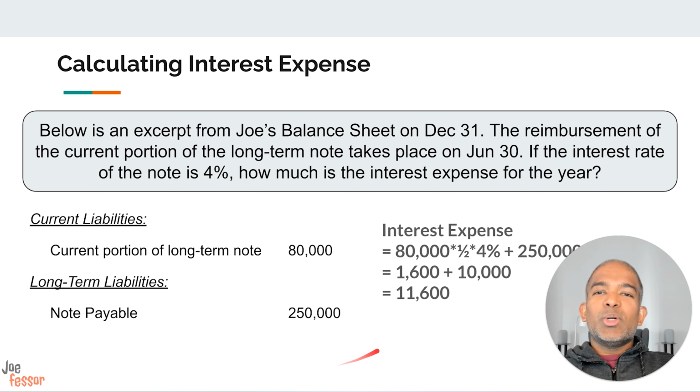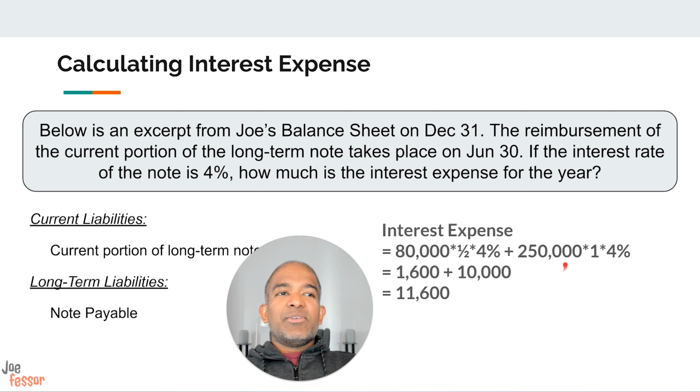But what about the 250,000? That is a long-term note payable. So 250,000 for the whole year multiplied by 4% gives you 10,000. So 80,000 times half times 4% is 1,600, plus the 10,000 gives you 11,600 as the interest expense for the whole year.